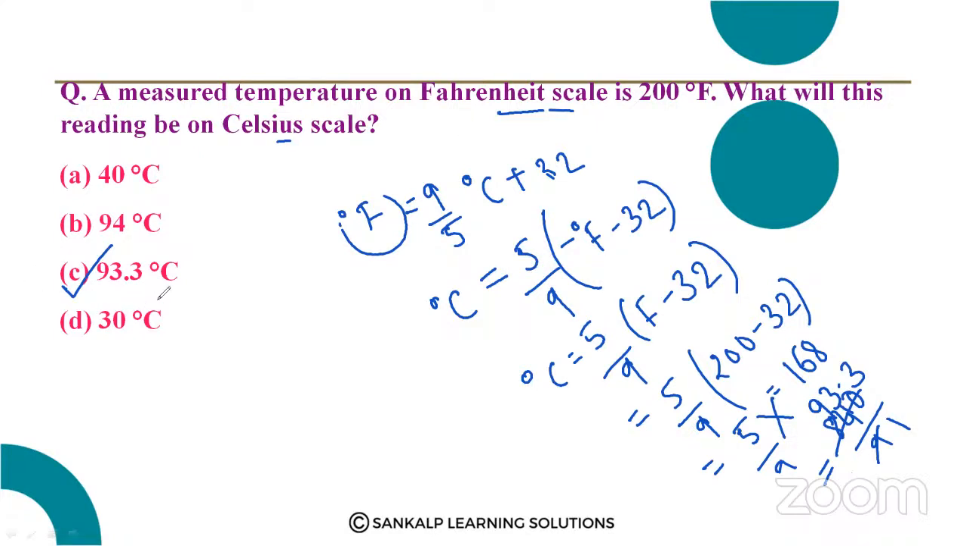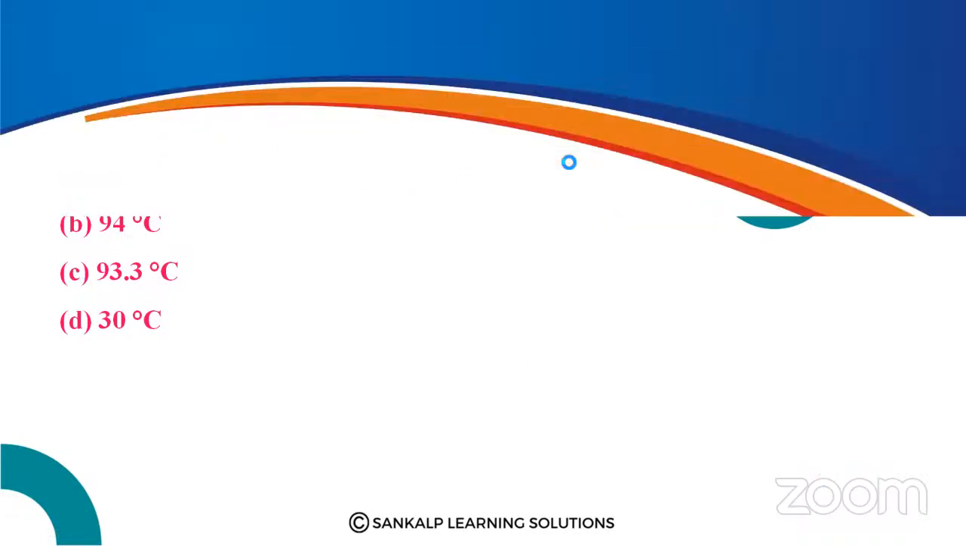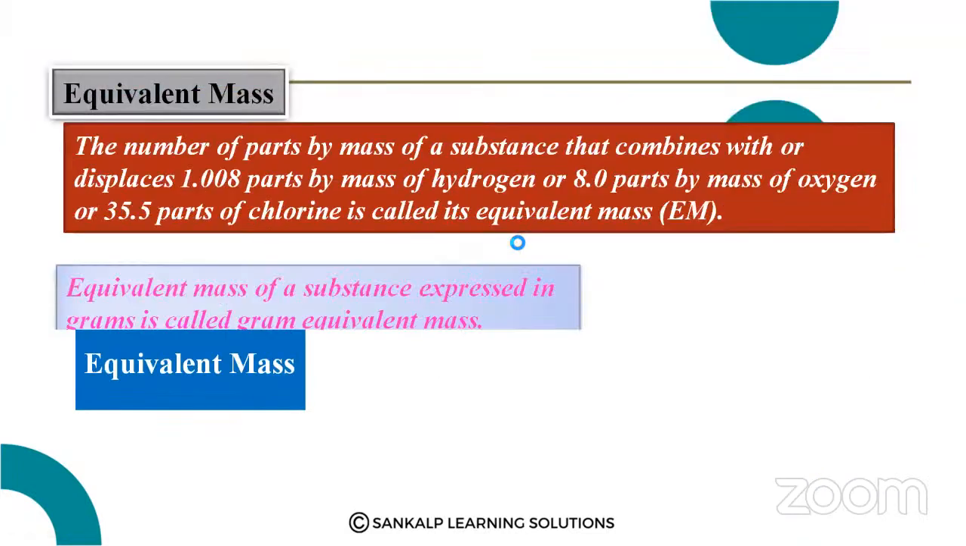So it comes to 93.3 degrees Celsius. Next comes the equivalent mass. Okay, what is equivalent mass?